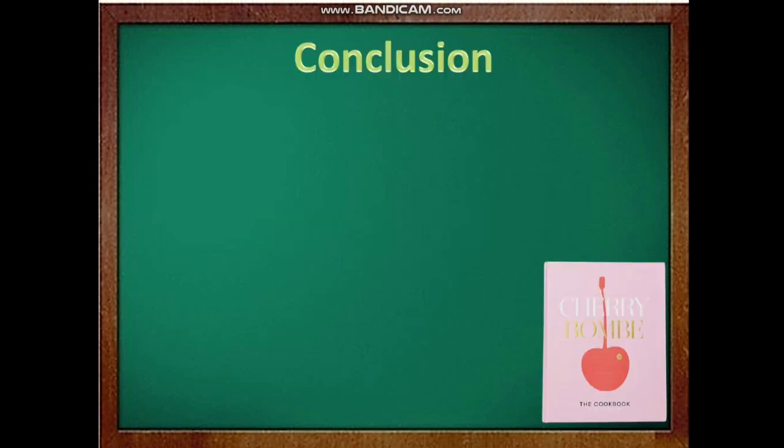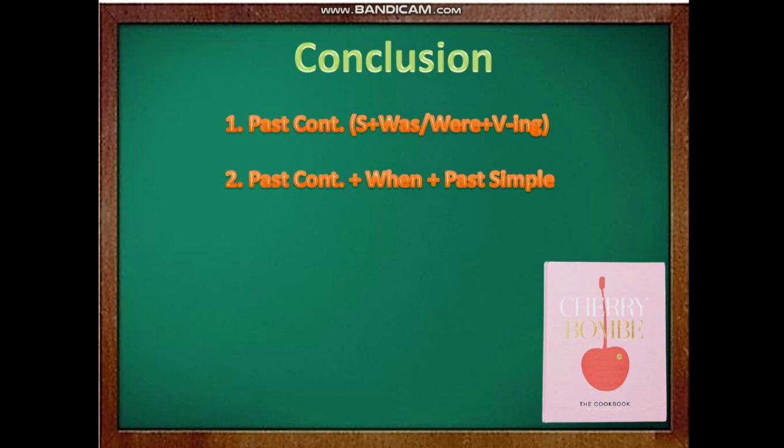As a conclusion of this explanation, the first is about past continuous only. It's a subject, considering the to be was or were, and verb plus ing, verb 1. And number two is about the combination between two tenses, which means there is more than one activity: past continuous plus when and past simple. So don't forget, after when is followed by past simple mostly.